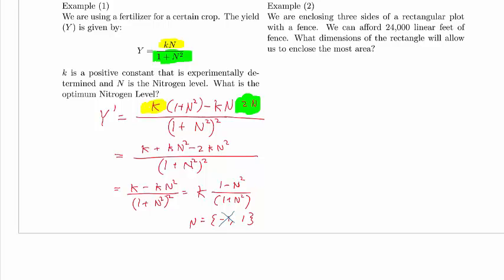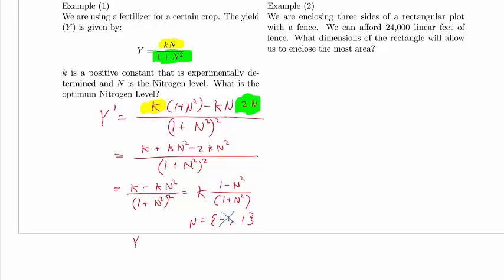If you plug in 0, you'll get a positive number. And if you plug in anything greater than 1, you will get a negative number.